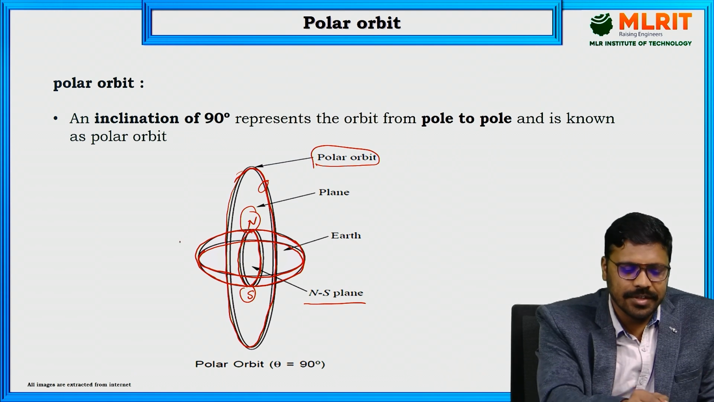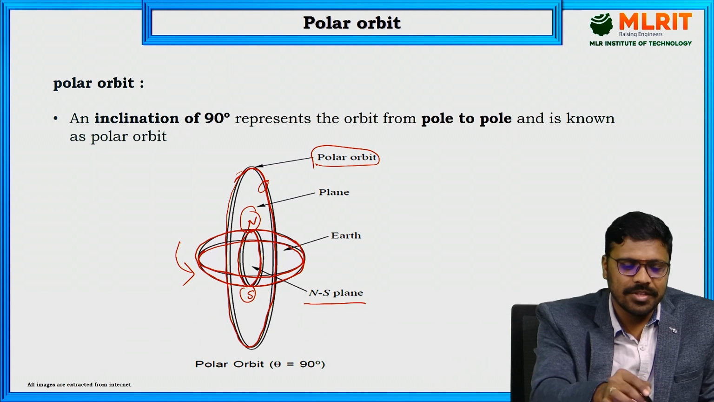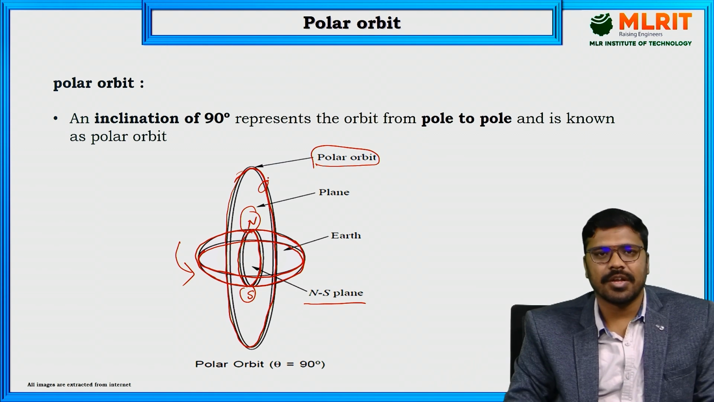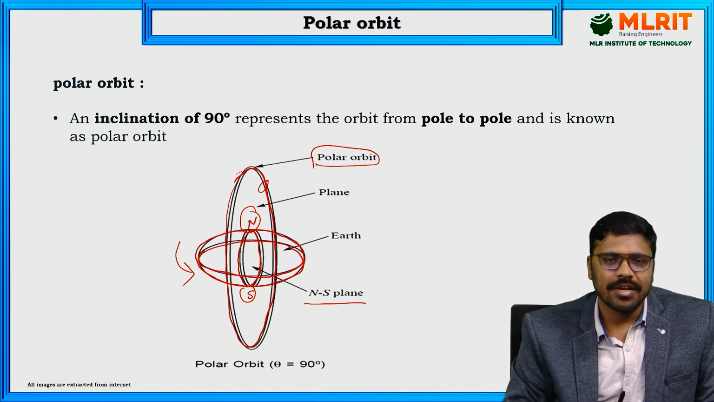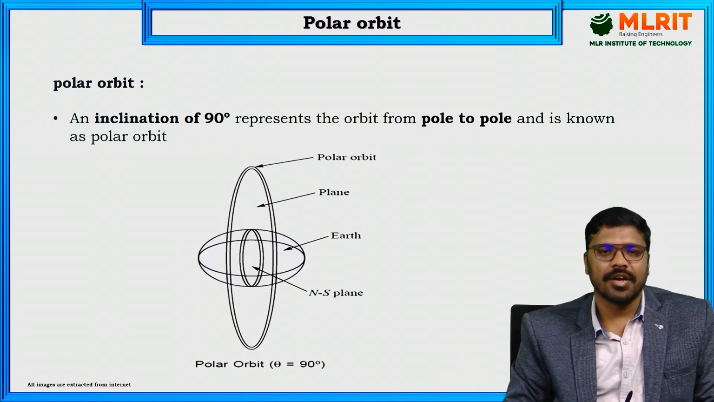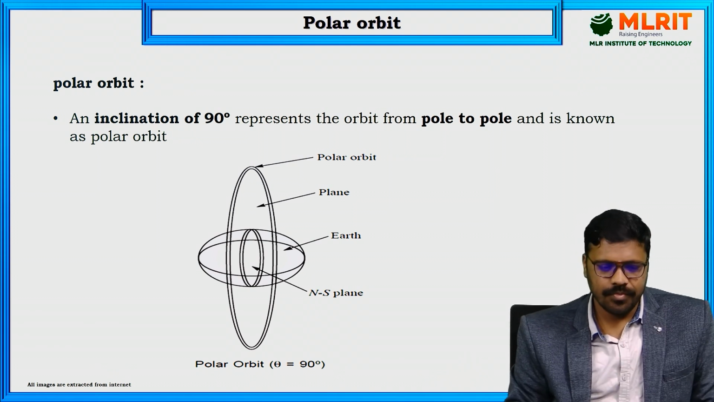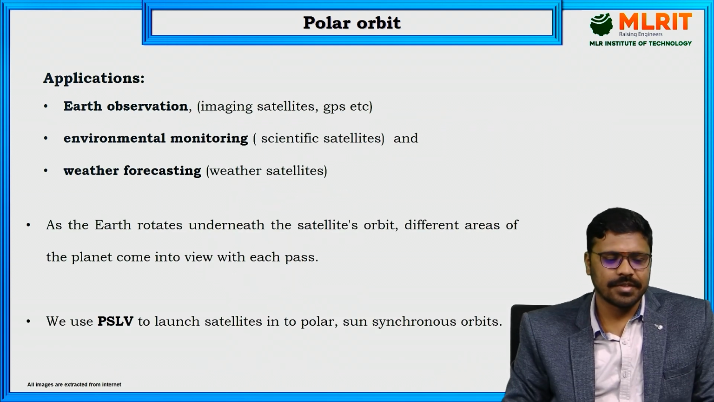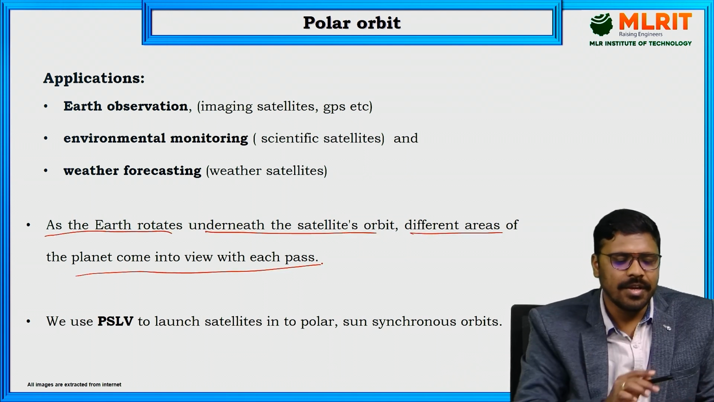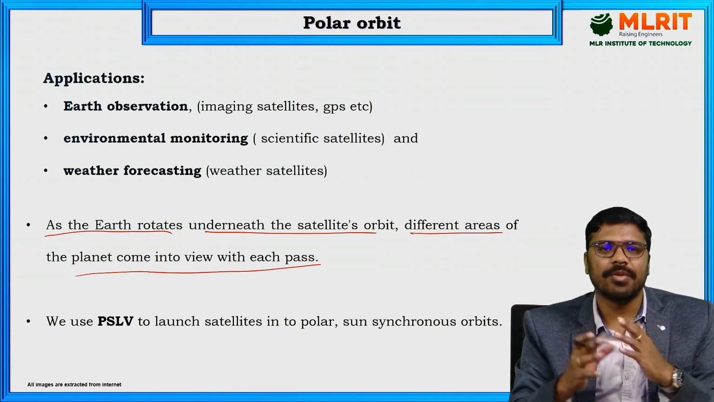As the Earth rotates about its own axis, the object is rotating in the polar orbit, so whatever satellites are launched in this polar orbit will cover all parts of the Earth. Generally, a satellite launched in the polar orbit will make more than 10 revolutions in a day. Coming to the applications, as the Earth rotates underneath the satellite's orbit, different areas of the planet can be used in each pass. For each revolution, the satellite will cover different parts of the Earth.